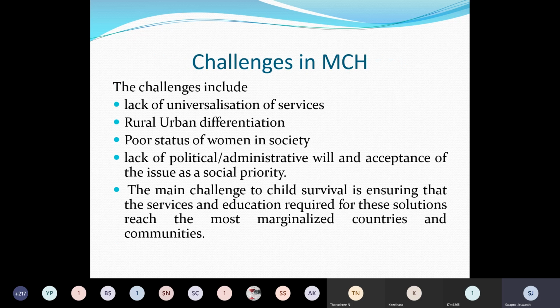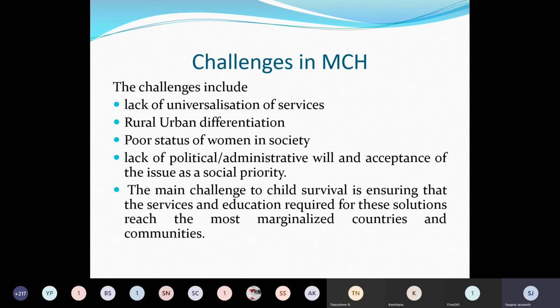Okay, so we were on the challenges in providing maternal and child health services. There is no universalization of services everywhere. We need to see that the services are provided universally throughout the country. There is a difference between rural and urban scenarios in terms of morbidity and mortality. We need to see that infrastructure, manpower and financial requirements are provided, and the difference between rural and urban is reduced.